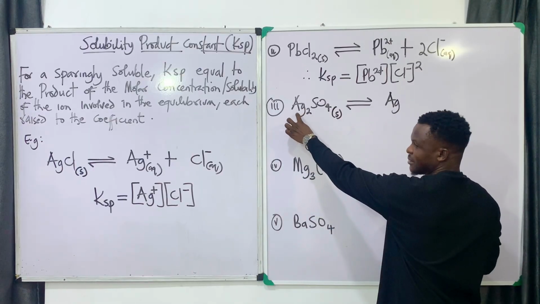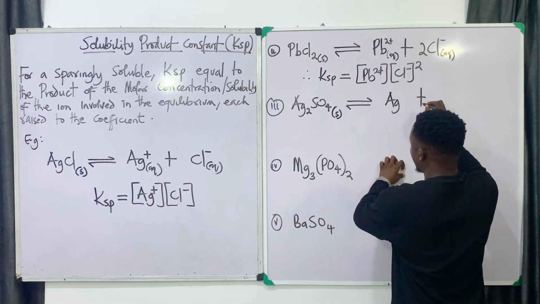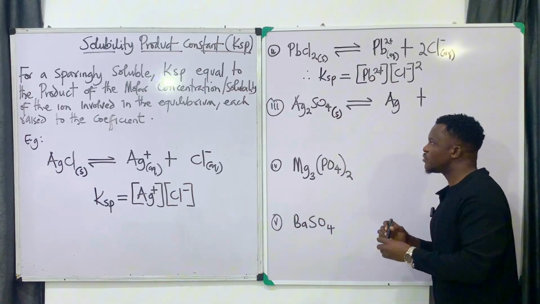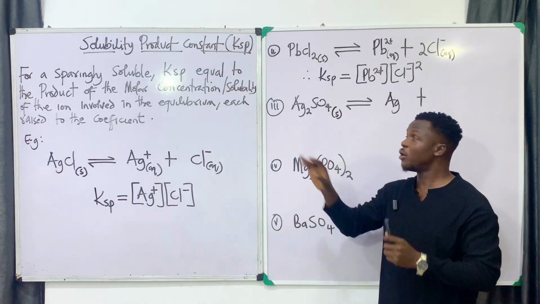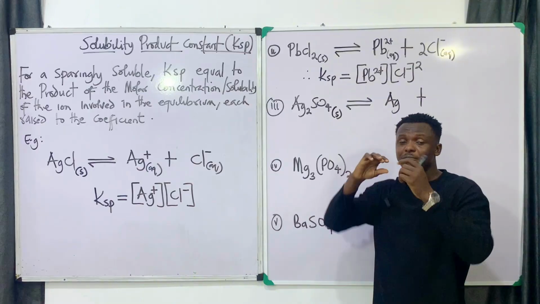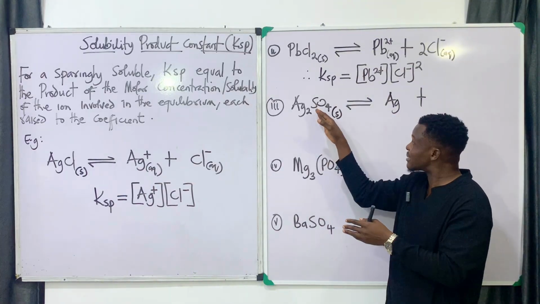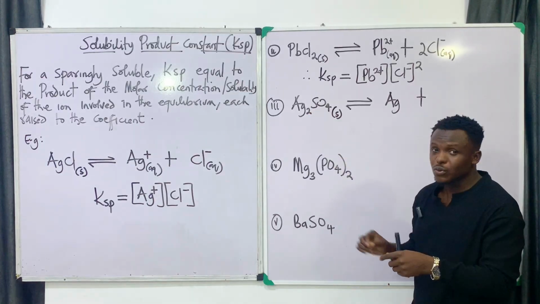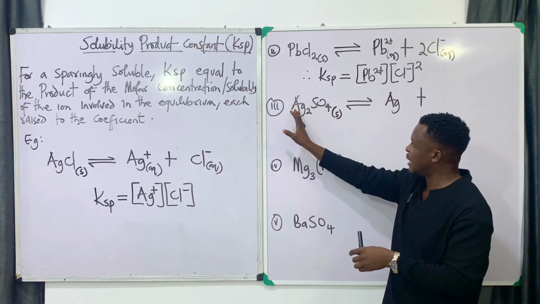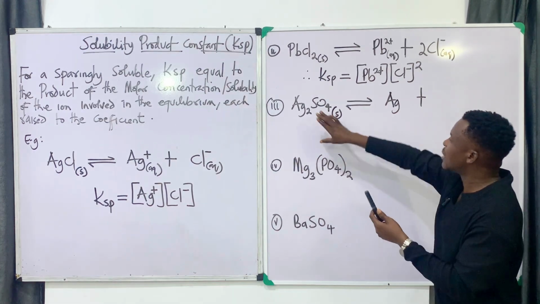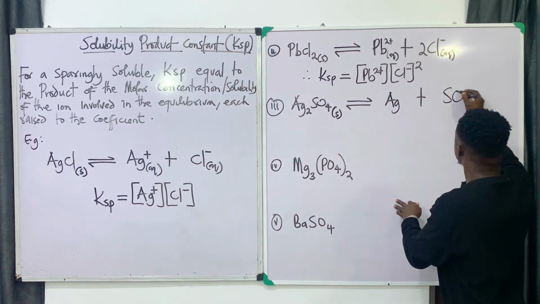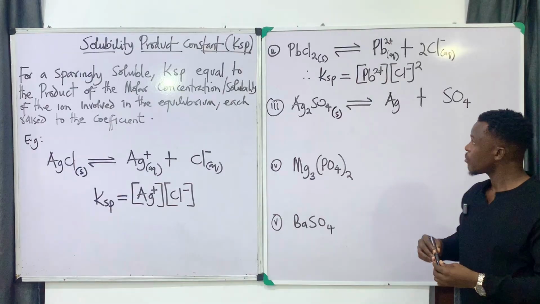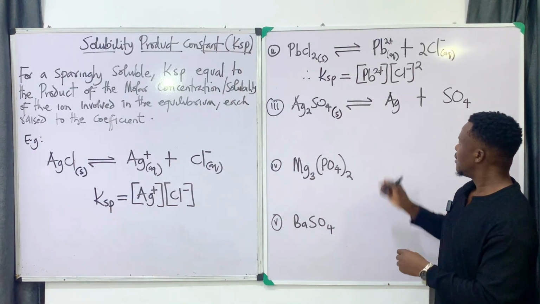Now Ag, the first element is Ag plus. Please, once you've written the first component, the metal, every other thing is together. So don't come and say S. No, don't do that. Once you've written the first component, which is a positive component, every other thing becomes together, SO4. Okay, so let's balance this.